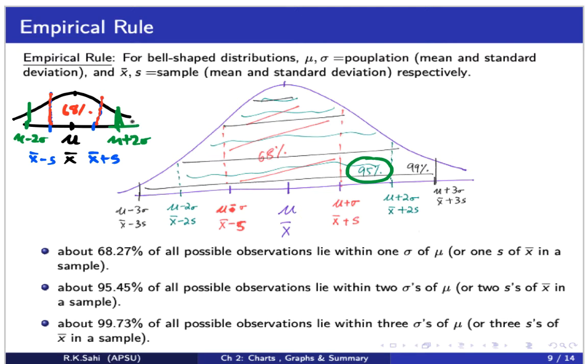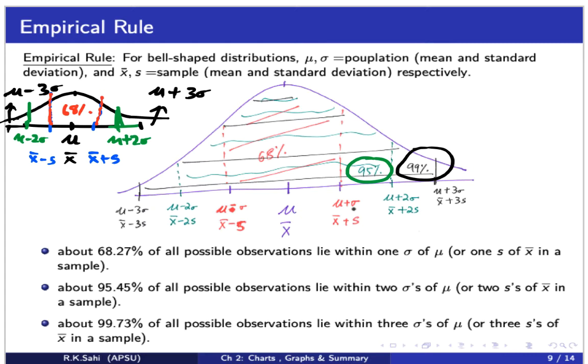Then there are 3 standard deviations on this side of the mean. So this one is mu plus 3 sigma, and this is mu minus 3 sigma, or it can be x bar minus 3s, or x bar plus 3s. So when we are going 3 standard deviations on either side of the mean, roughly 99% or 99.73% of the population or the data values or the observations lie within it. A very, very important rule for us.